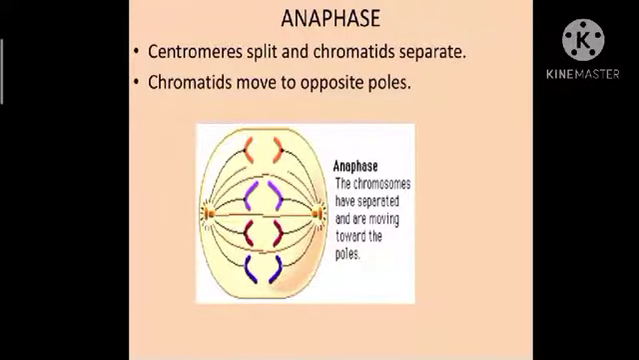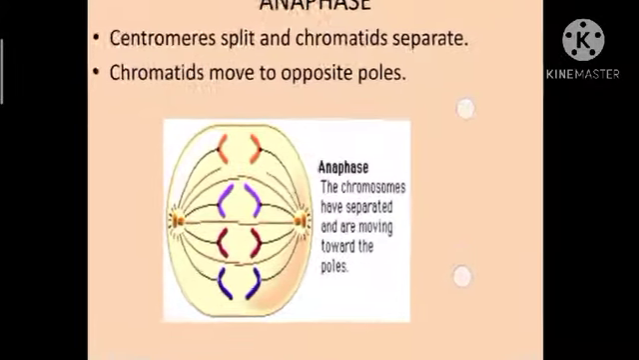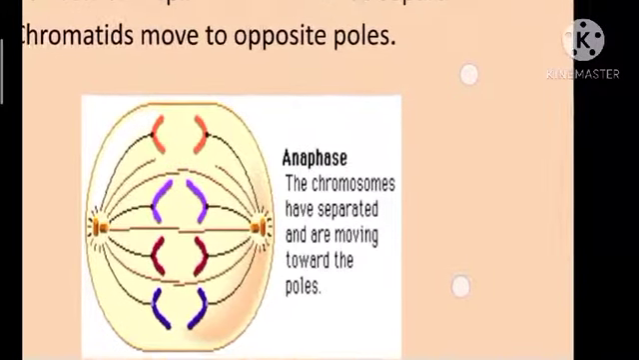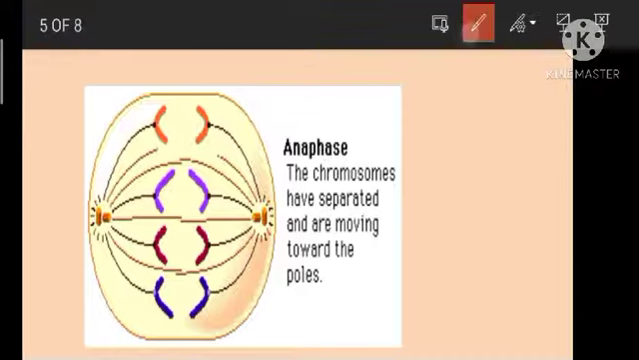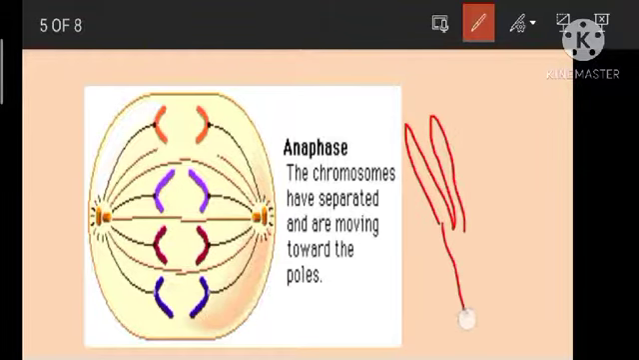Anaphase is the third stage of karyokinesis of mitosis, and during anaphase, the centromere will split and the chromatids separate and the chromatids will be moving to the opposite poles. So in the previous one, we have seen that the chromosomes will be like this, isn't it? The chromosomes will be having chromatids. Two chromatids are there which are attached here at the center by the centromere.